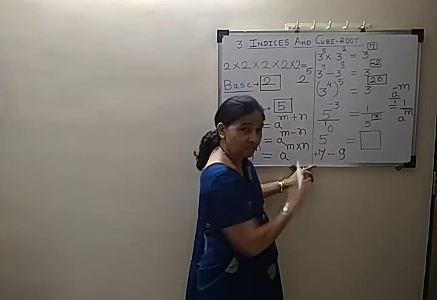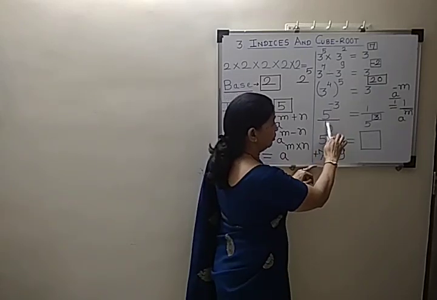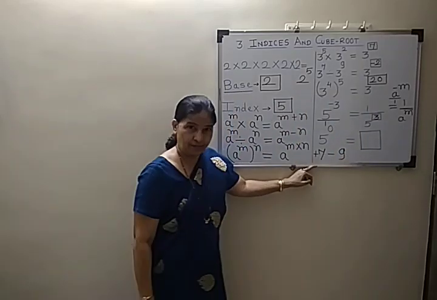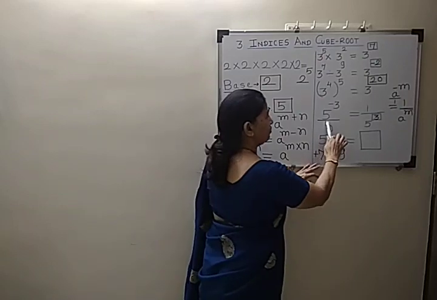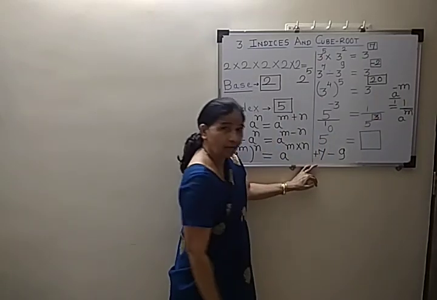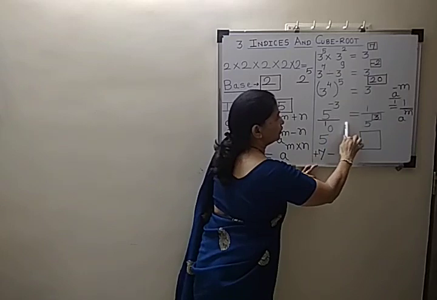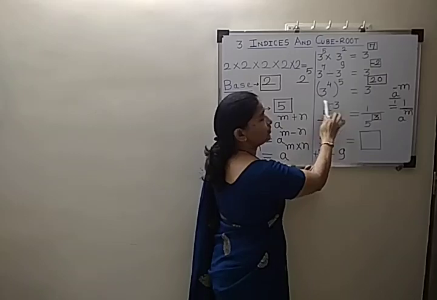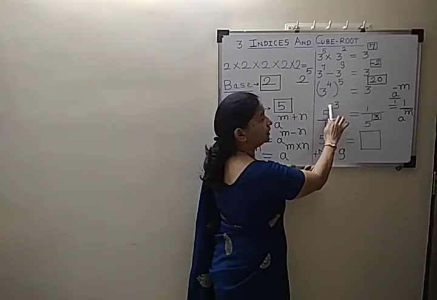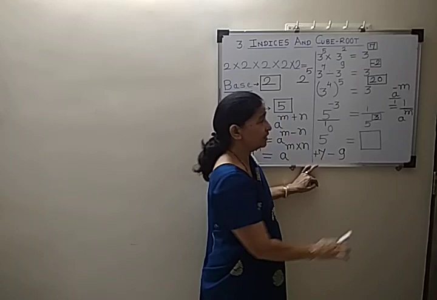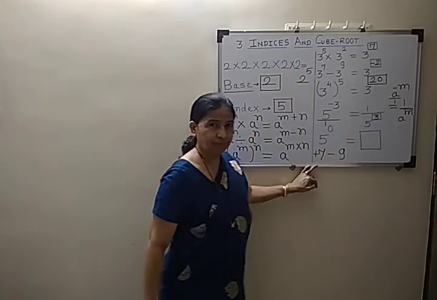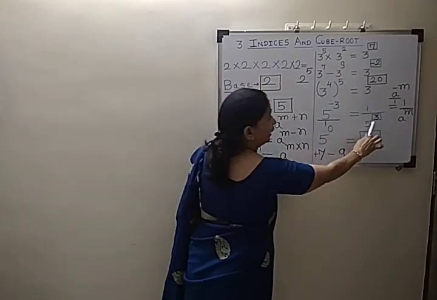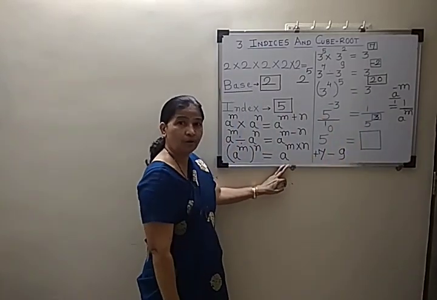5 raised to minus 3 is equal to, see this denominator went in numerator. Denominator goes in numerator and numerator comes in denominator. That time by rule we are changing the sign of the index. So minus 3 will come as plus 3. Minus 3 becomes plus 3. So we completed this activity also.